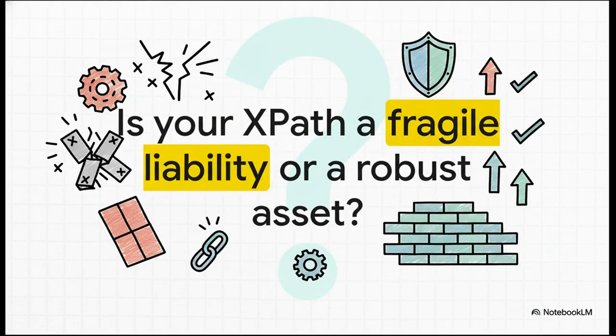And that really brings us to the final big question. The next time you're writing a locator, I want you to stop and ask yourself, is my XPath a fragile liability or is it a robust asset? Am I creating something that's just going to break next week and cause headaches, or am I building something that's going to keep my tests stable and reliable for the long haul? The choice, and now the tools to make that choice, are all yours.